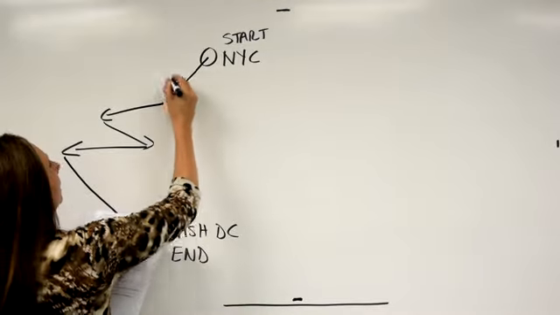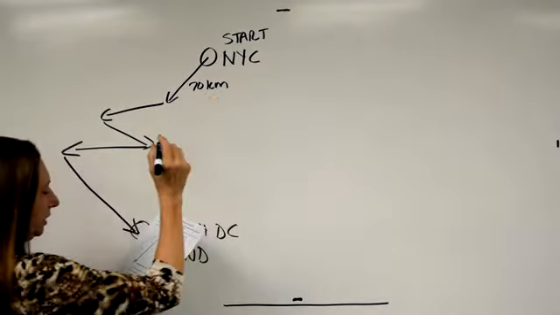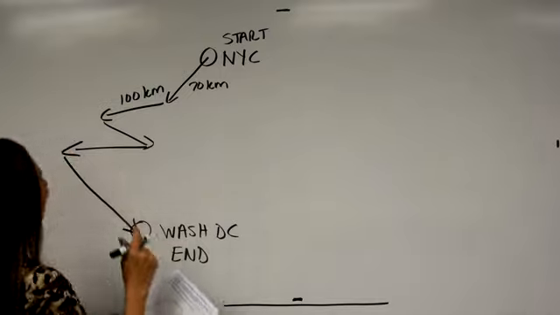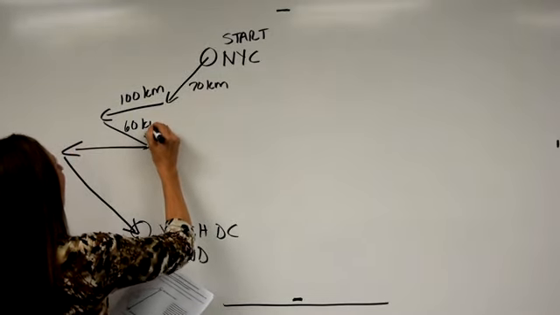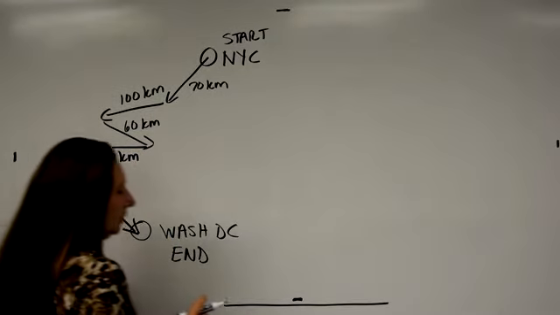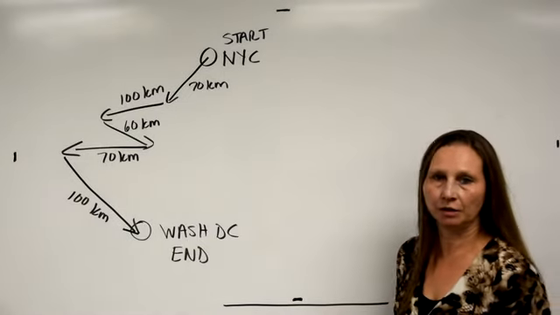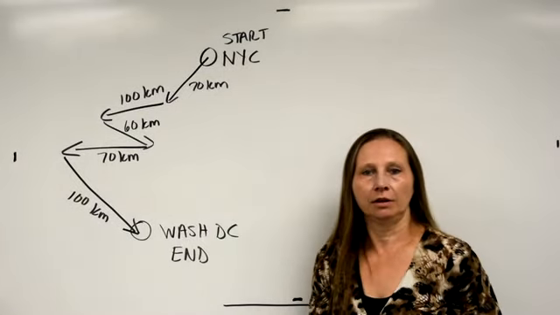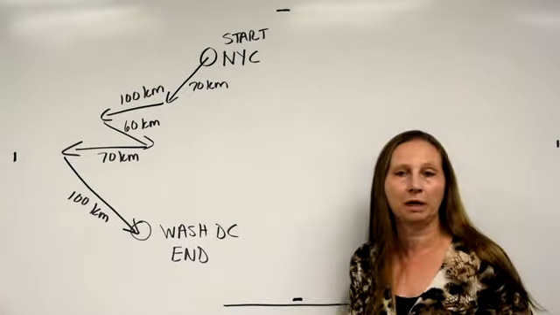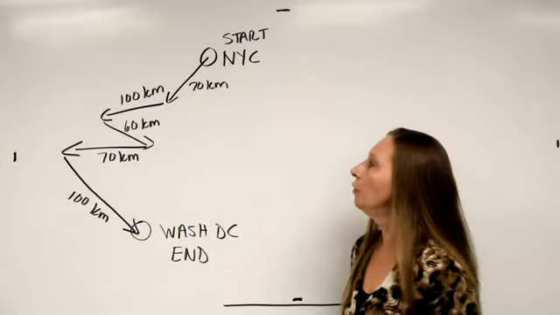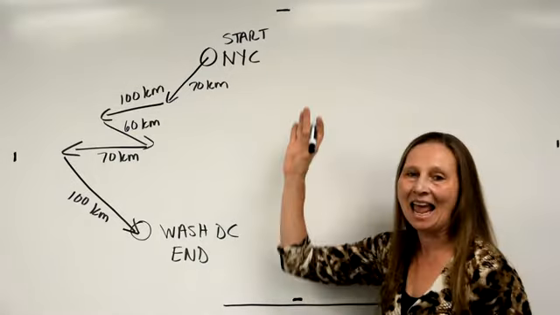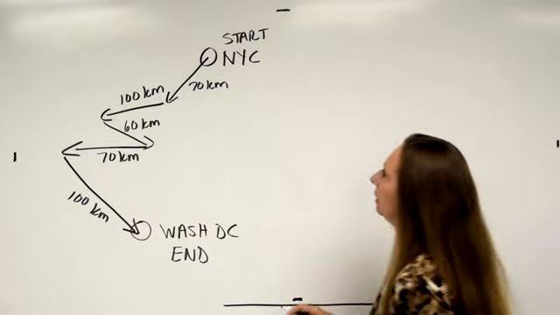So she's got a 70-kilometer drive here, a 100-kilometer drive here, not to scale. She's got a 60-kilometer drive here, another 70, and finally 100 kilometers here. So the total distance, the exact path that she will take if she follows this path, if she drives and stops in all the places she wants to stop, is going to be 400 kilometers. To find the total distance, you simply add up each of the individual distances.